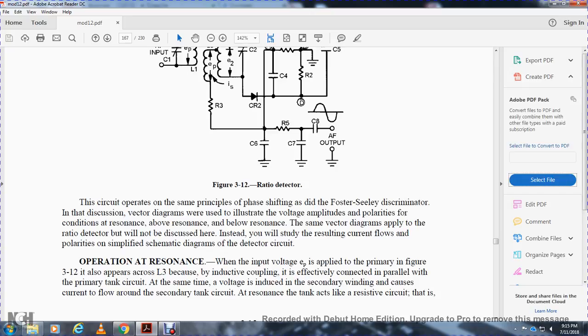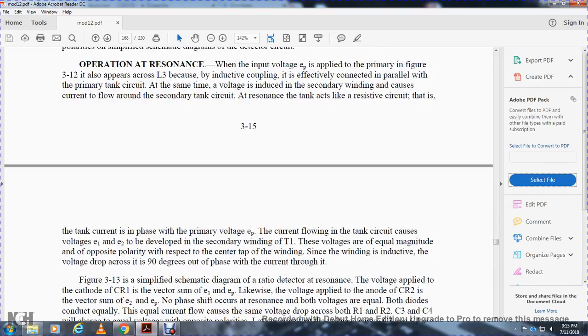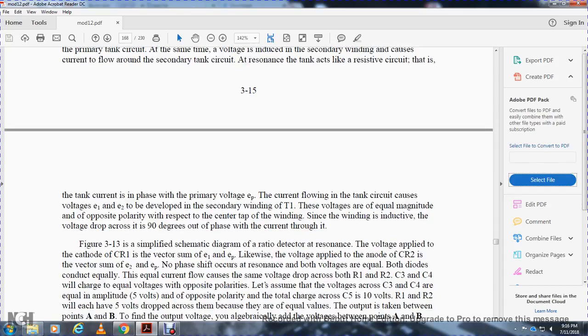Operation at resonance: the input voltage is applied to the primary tank, as in figure 312, along with the primary of inductor 3, which is inductively coupled and effectively connected to the parallel primary tank circuit. At the same time, a voltage is induced in the secondary winding, causing current to flow in the secondary tank circuit. A resonant tank acts as a resistive circuit, so the tank current is in phase with the primary voltage. The current flowing through the tank circuit causes voltages 1 and 2 to be developed in the secondary winding of transformer 1. The voltages are equal in magnitude and of opposite polarity with respect to the center tap of the winding. The winding is inductive, so the voltage drop is 90 degrees out of phase with the current through it.